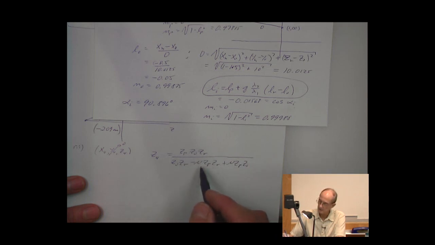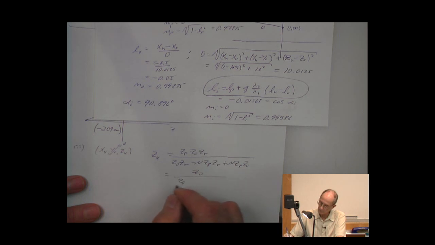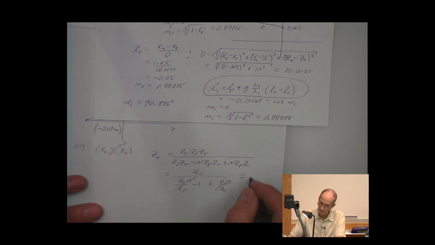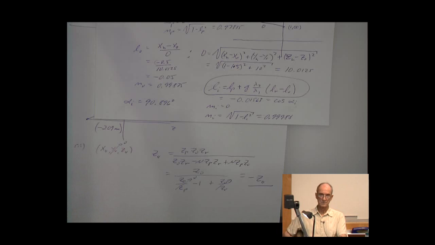So if we divide top and bottom by the product zp, zr, we then have z0 over zp, and again the wavelengths are equal, so we have minus 1. This term drops out, and then we also have a plus z0 over zr, and that goes to 0 and that goes to 0. So z4 is just equal to a minus zo, okay? So it's plus 10, since zo is negative 10.